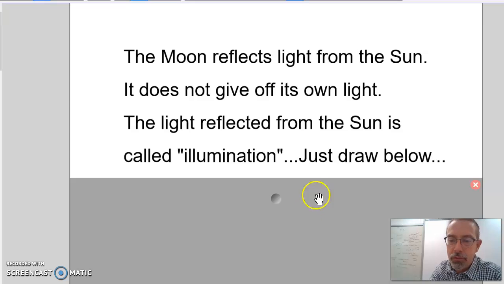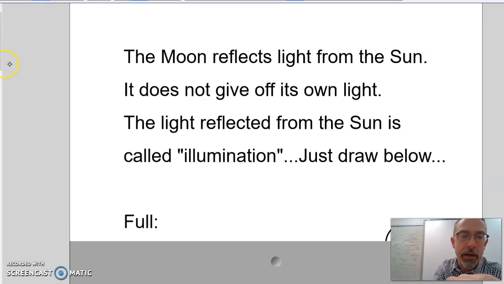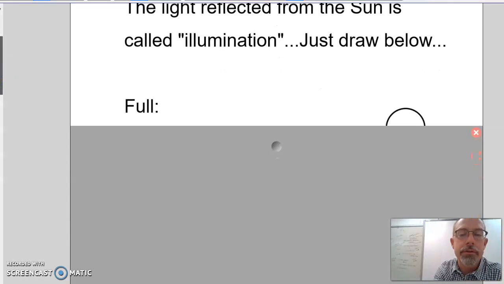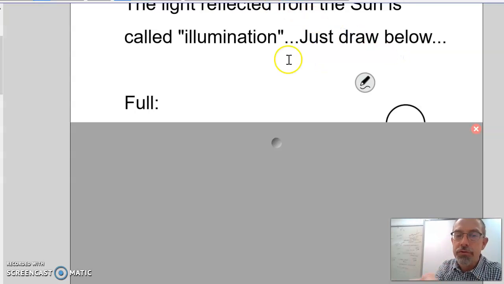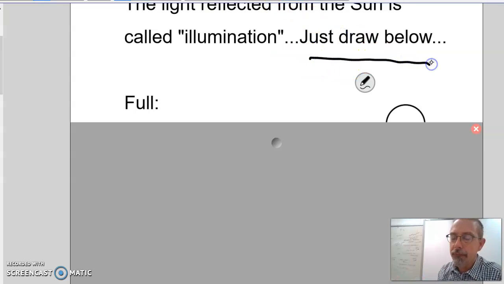So we're going to walk you through a couple of these phases of the moon, and I want you to draw these. If you don't want to write out the word or the definition, don't do so, just draw it. And you'll see what I mean by this in a second.